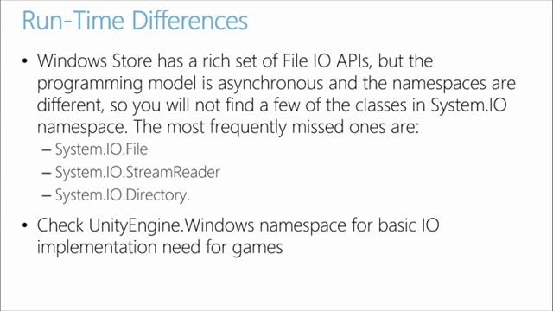As well as, the UnityEngine.Windows namespace has some basic I/O implementation of its own. So the ones that we generally need for games, they may be in that namespace. So that's definitely something you want to check out if you're using the System.IO namespace and having these issues. You can definitely check that one.